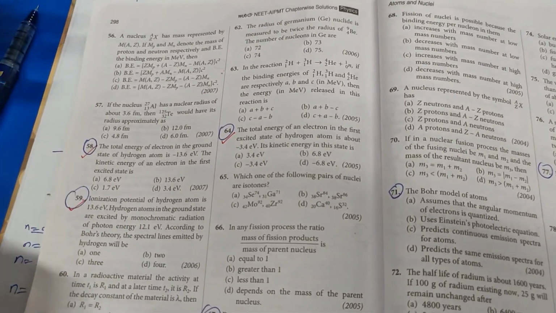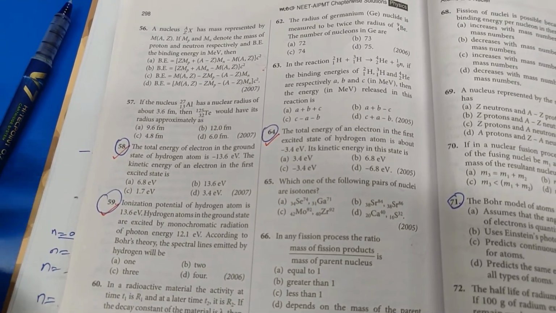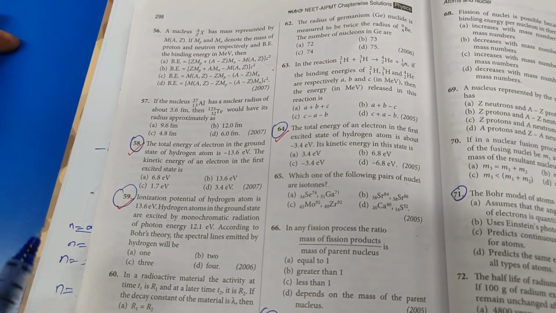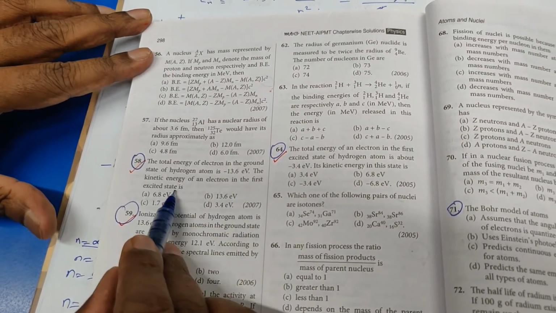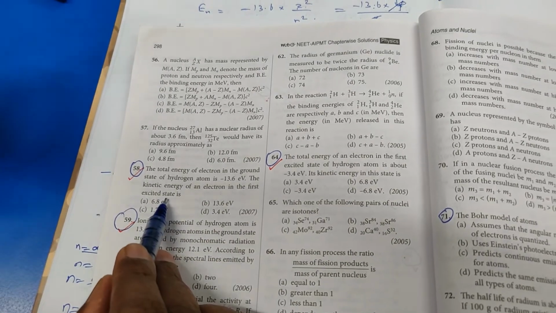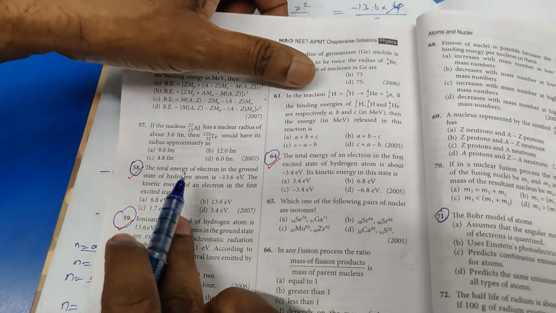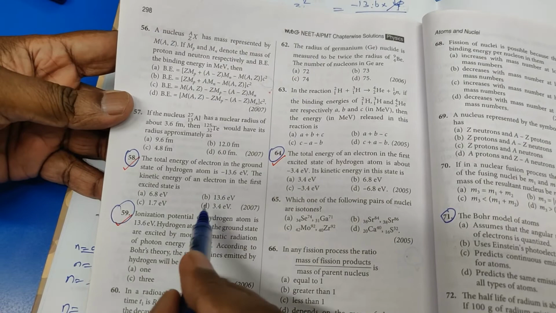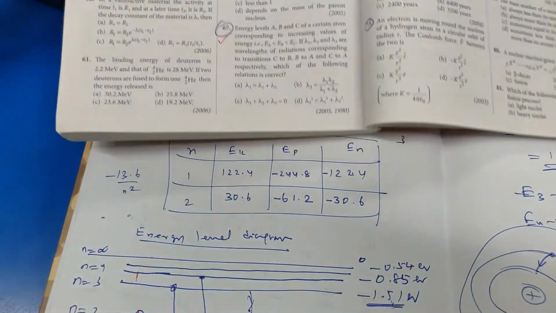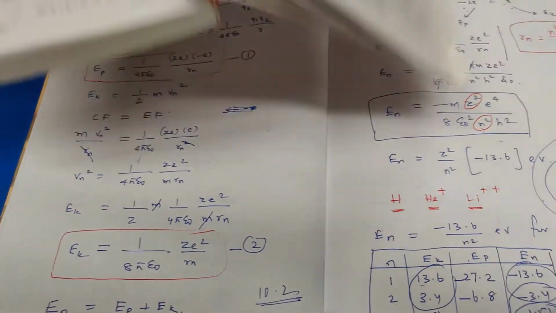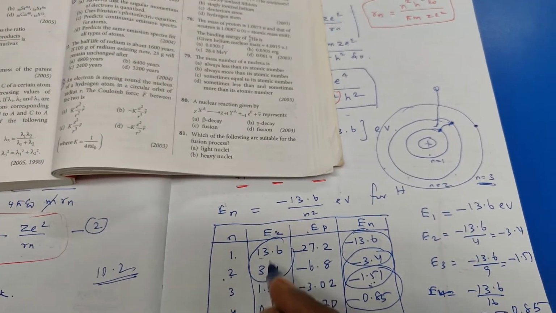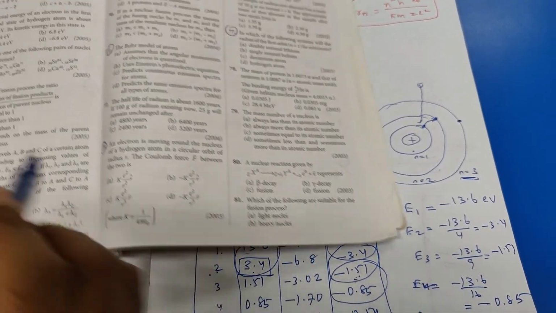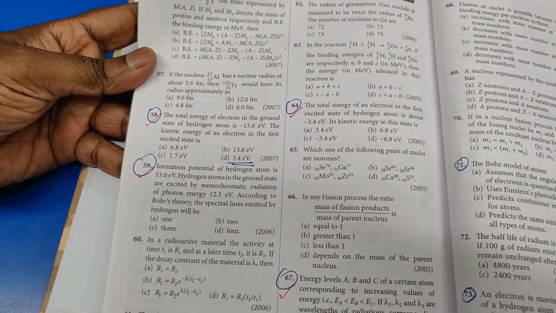What is this? The total energy of the electron in the ground state is minus 13.6. The kinetic energy in the first excited state: first excited means N is equal to 2. At N is equal to 2, how much will be the total energy? Minus 3.4. You know that. Come here, you have the table here. When N is equal to 2, that is the first excited state, what is the kinetic energy? Plus 3.4 electron volt. That is here. Very simple.